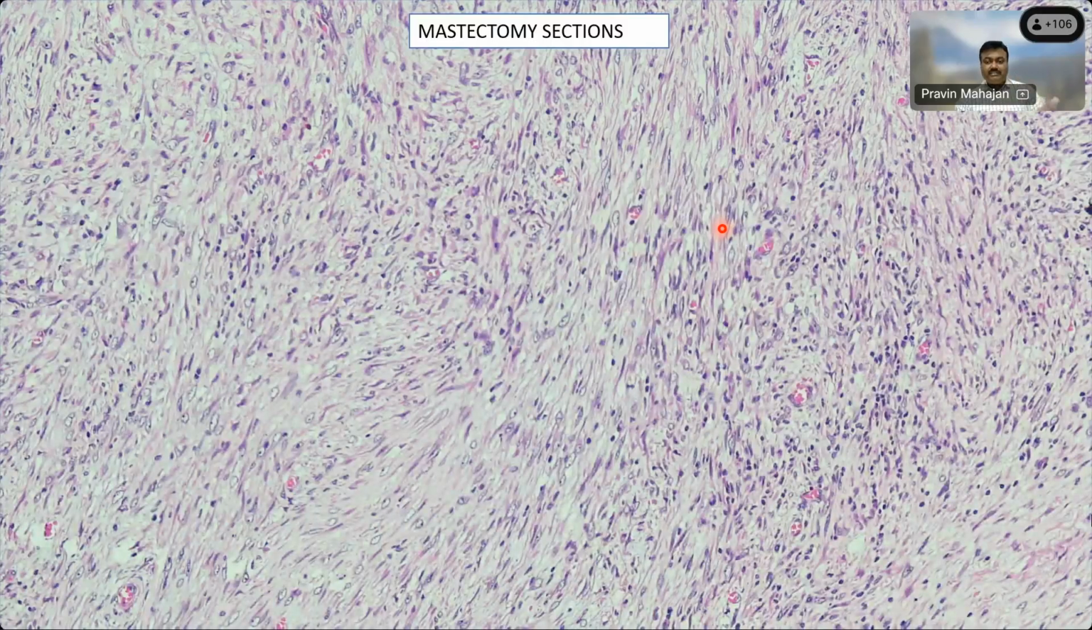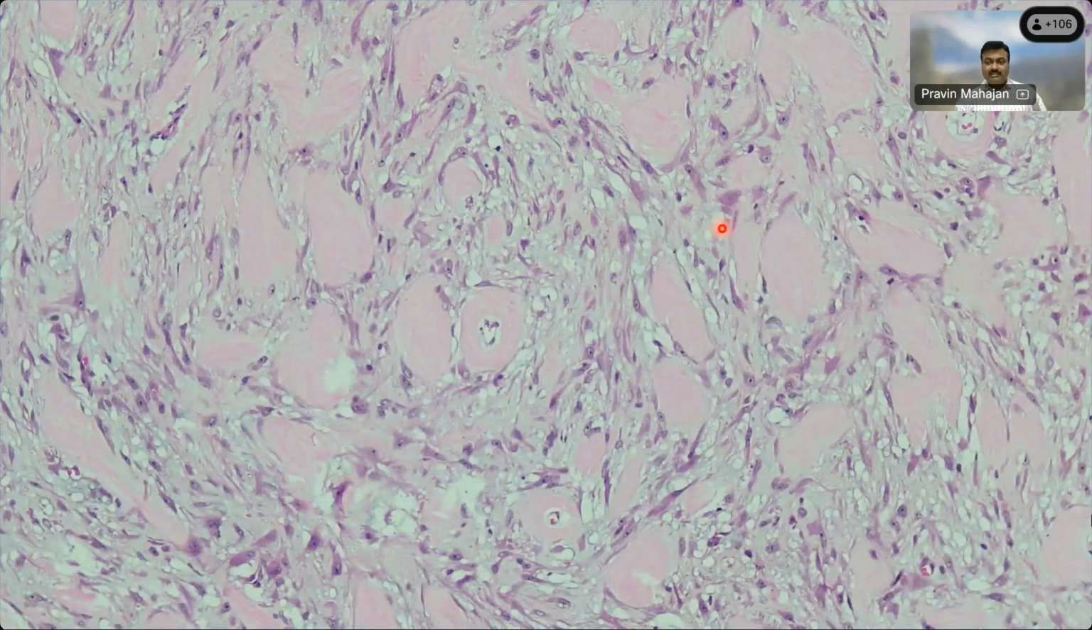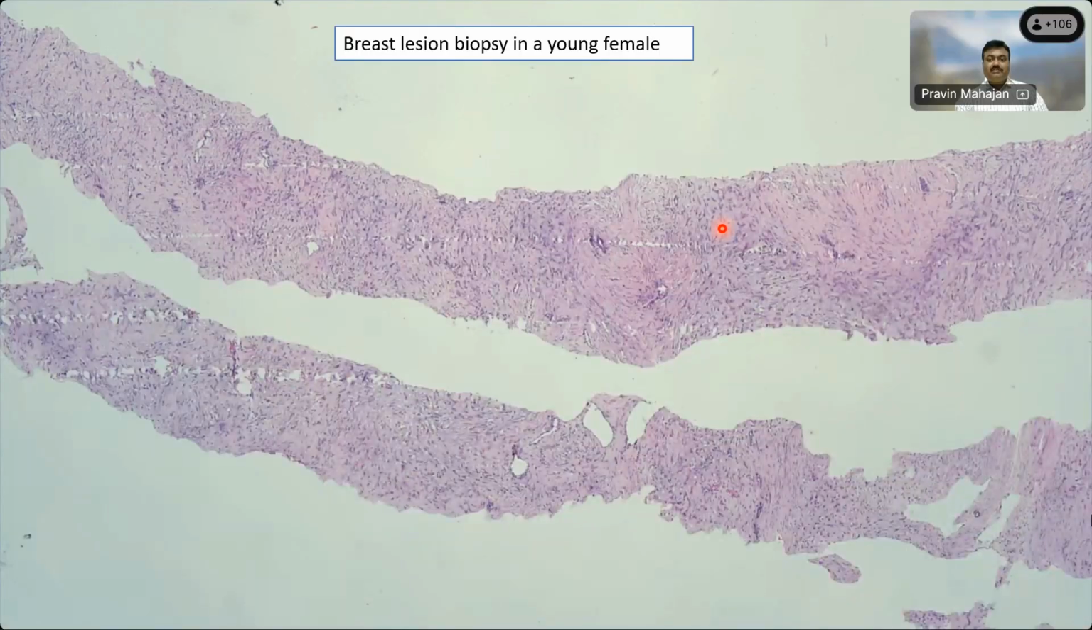So this patient went for mastectomy after the true cut, and this is the section from the mastectomy, and it looks similar to what we saw there. Again, very bland looking tumor having some mild nuclear atypia and a lot of collagen at places, almost looking like a fibromatosis. Okay.